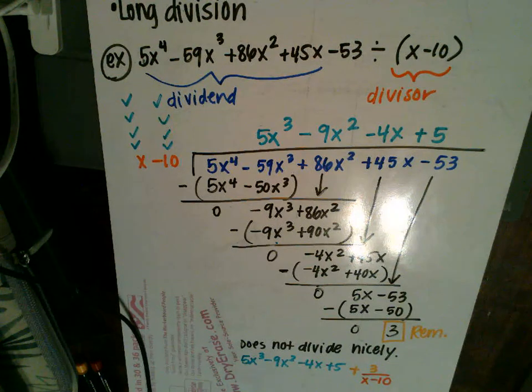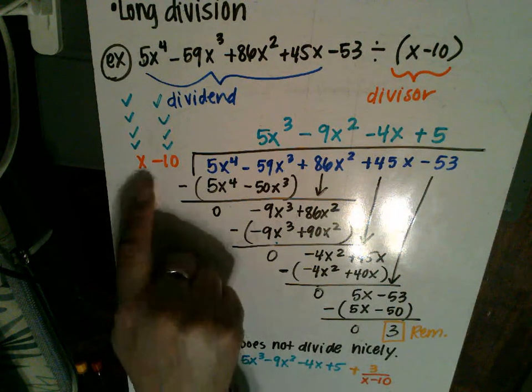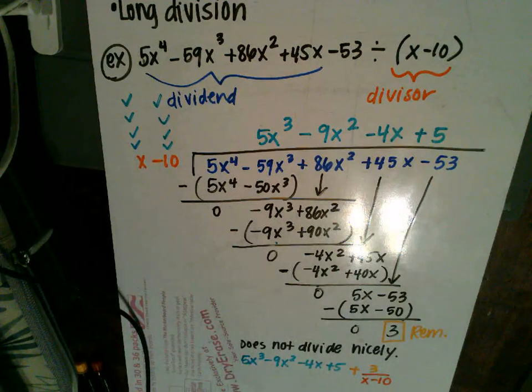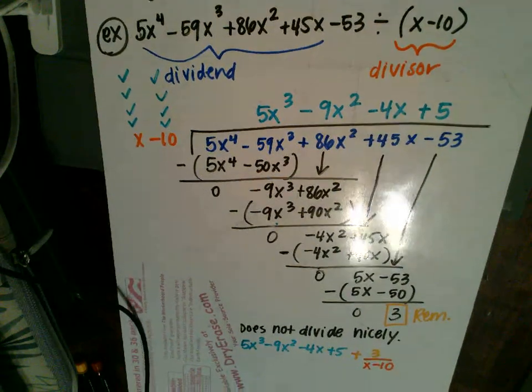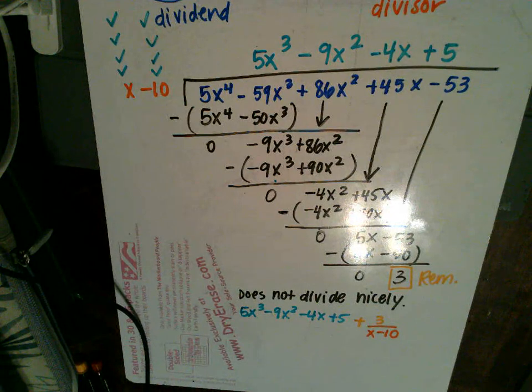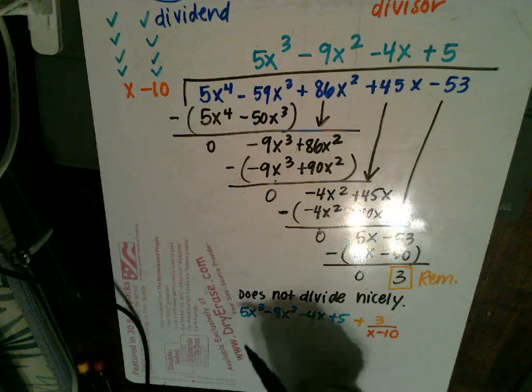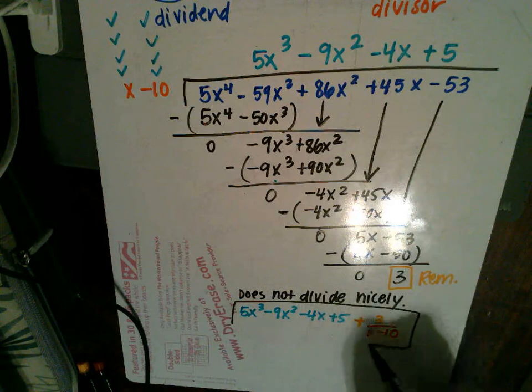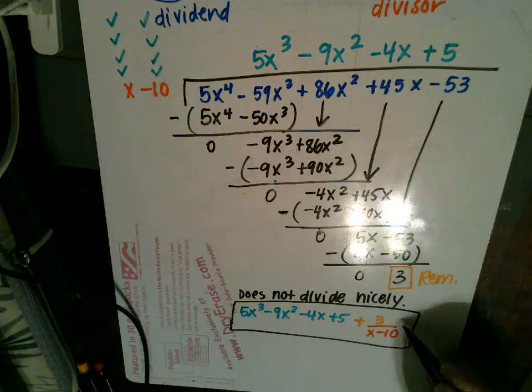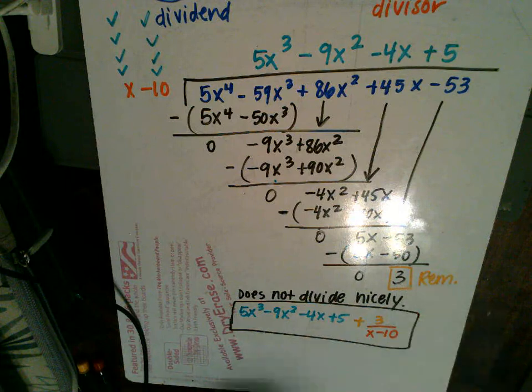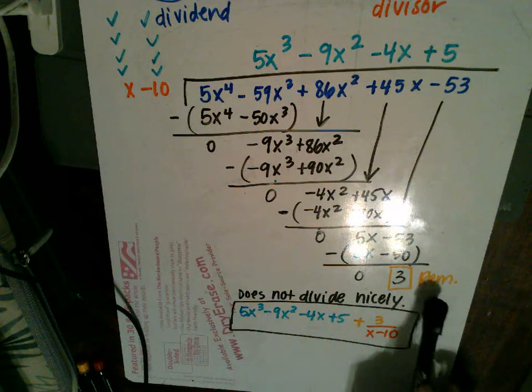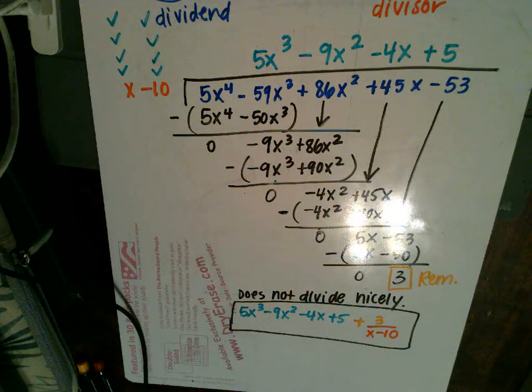So the way we would write this is we could technically say that my quotient plus my remainder over my divisor times my divisor gives me my dividend. But it does not divide nicely. So if I did divide, I end up with this. The way I know it's a remainder is it has this ugly piece here, or just this value, this number other than 0.